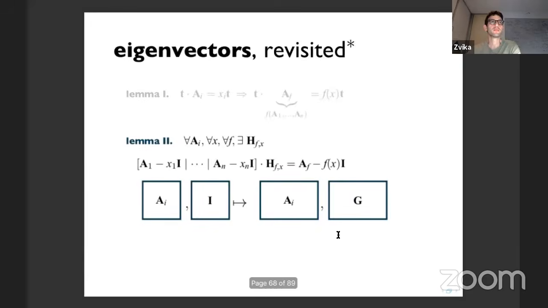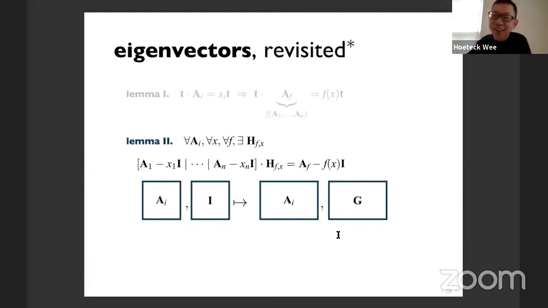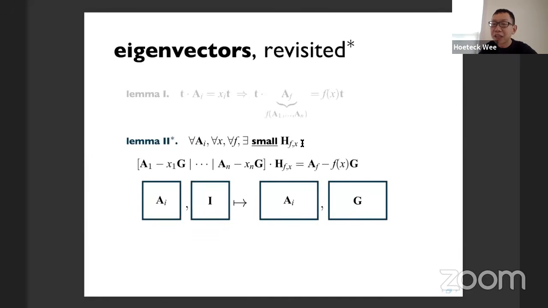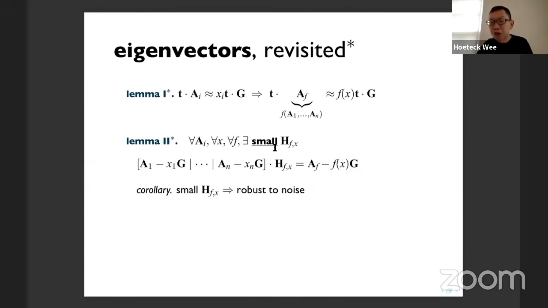Okay, good. So let me just say that you actually need a stronger version of this statement, where you replace your matrices A_i by a wider matrix A_i, and you replace I by the gadget matrix G. You get a stronger version of this statement where you can guarantee that H has small entries. And this is exactly what's going to be useful. I'm going to skip the proof, but at least explain why you want H to be small.